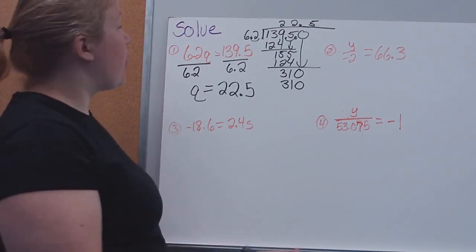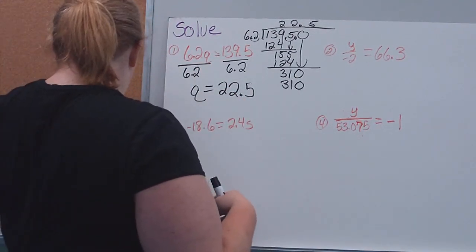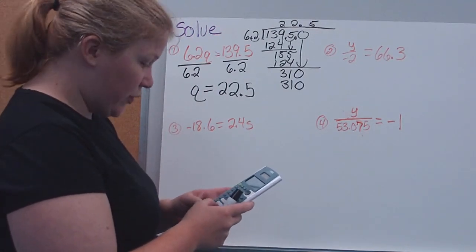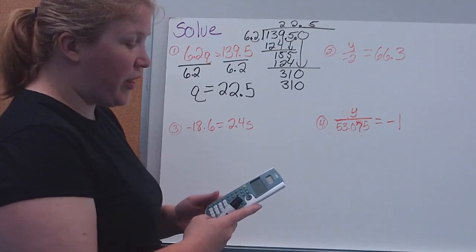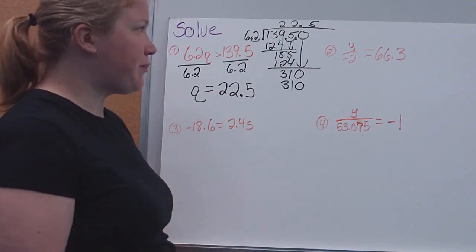Again, how can I know that I'm correct? Well, I can take this number, plug it in, do my multiplication to check. I'll use the calculator to do a quick check for you. 6.2 times 22.5 gives me 139.5. It checks out. I know that I'm correct.